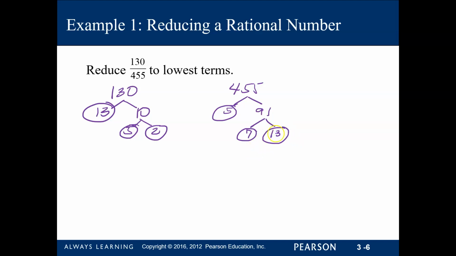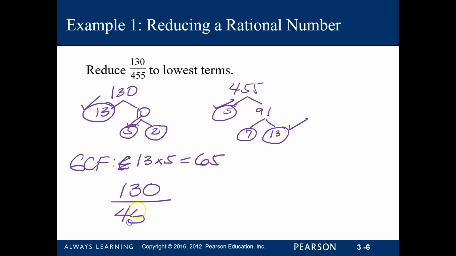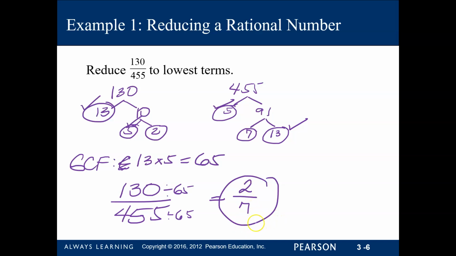If you take a look at it, it looks like we have 13 as common. Both of them have 13, and both of them have 5. So the GCF, the greatest common factor, would be 13 times 5, which is 65. So we have 130 over 455. If we divide both of them by 65, the lowest term of 130 over 455 would be 2 over 7. So that is how we can get an equivalent fraction that is in the lowest term.